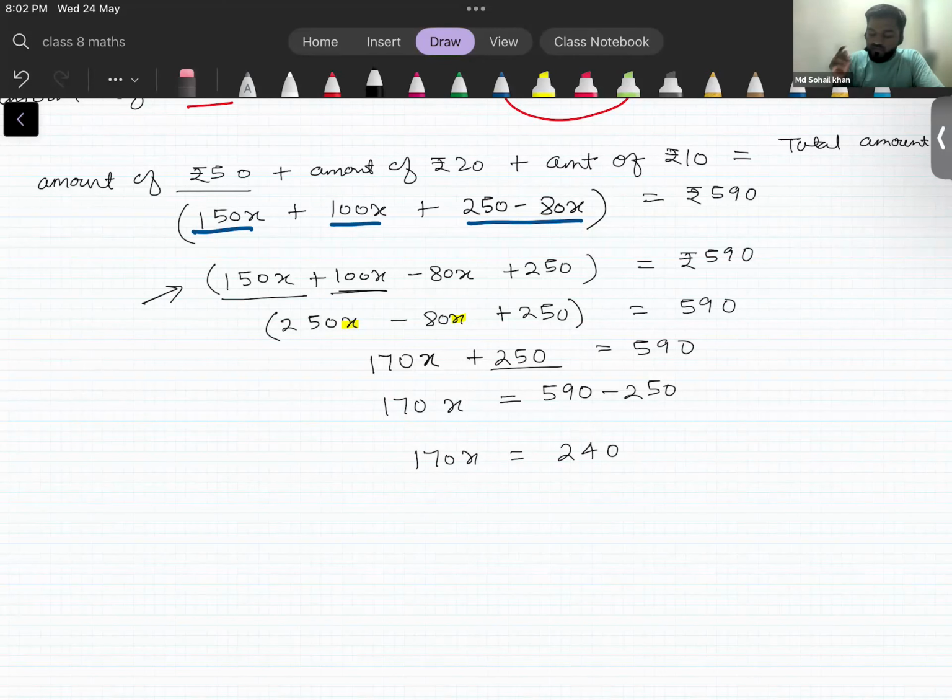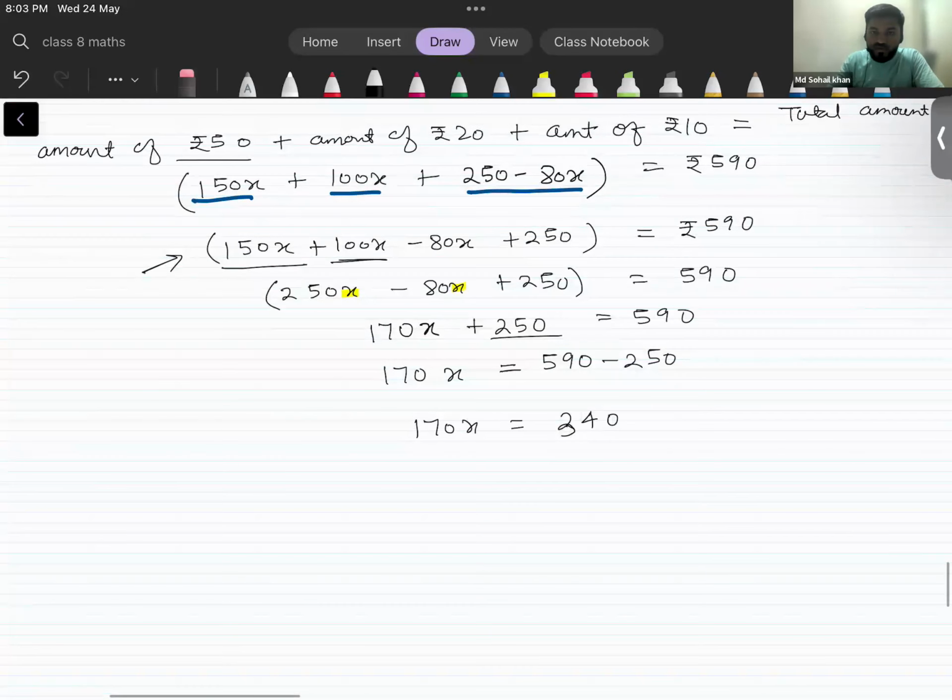By the way, the value which you found at 240, is it correct or wrong here? Check again. It is wrong actually. You are making a basic calculation mistake, Ahmed. It has to be 340, not 240. Now do the next step. x equals 2. Very good.